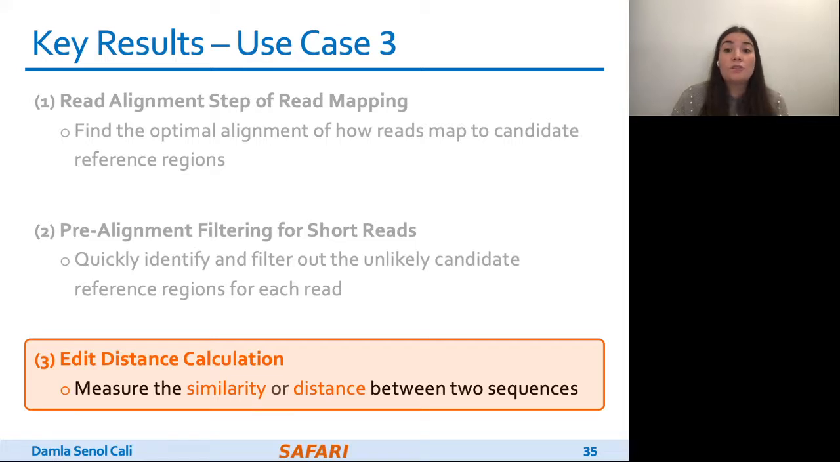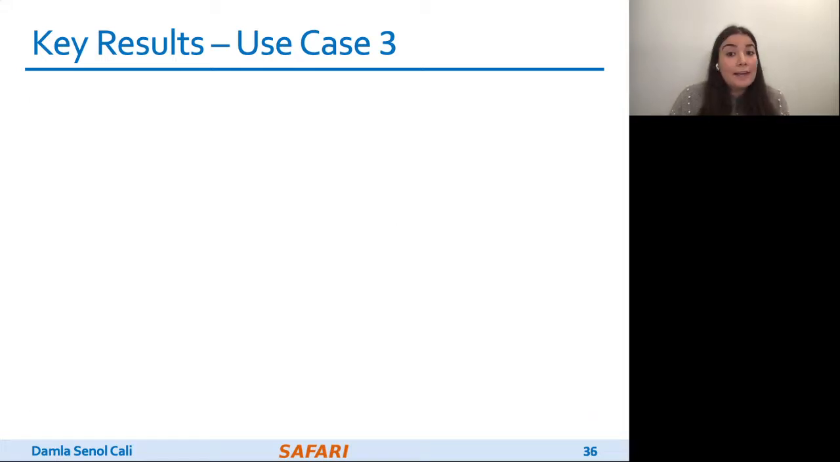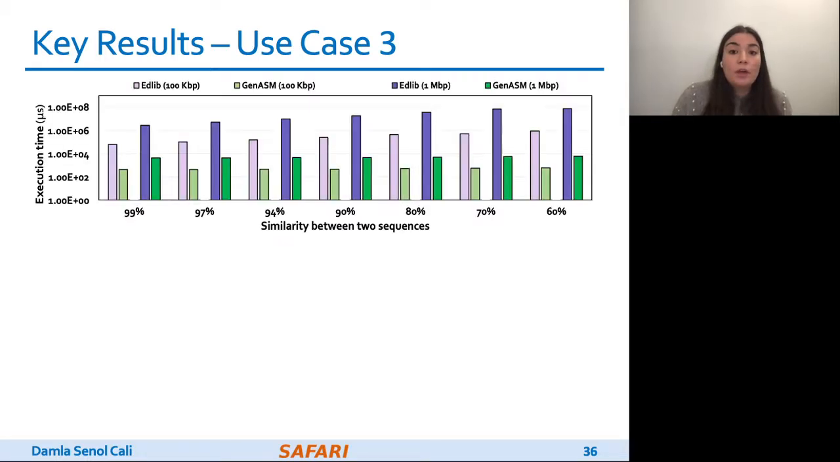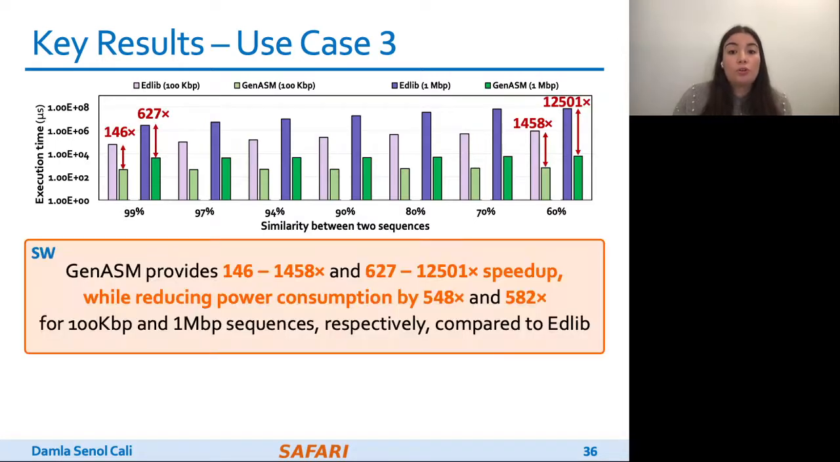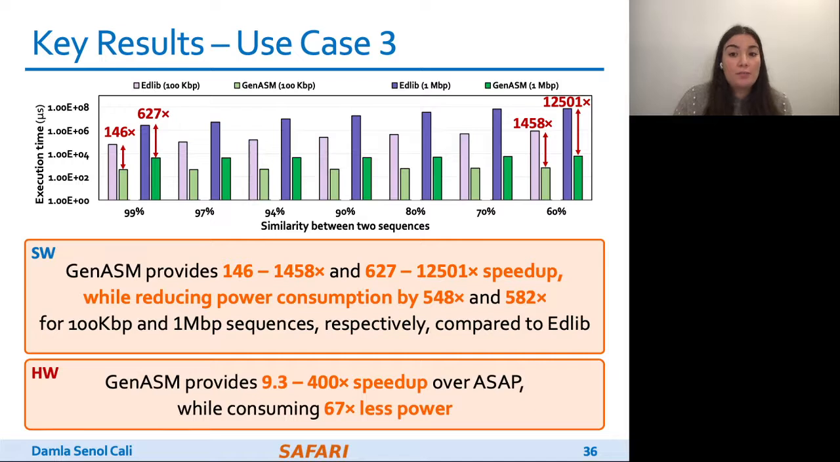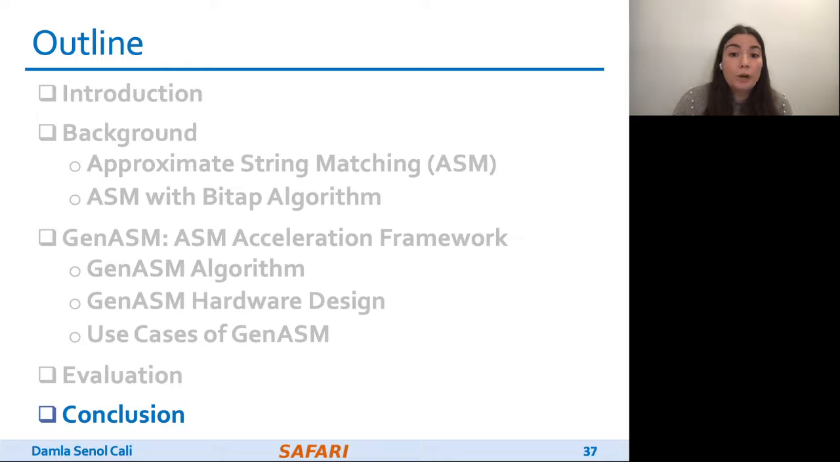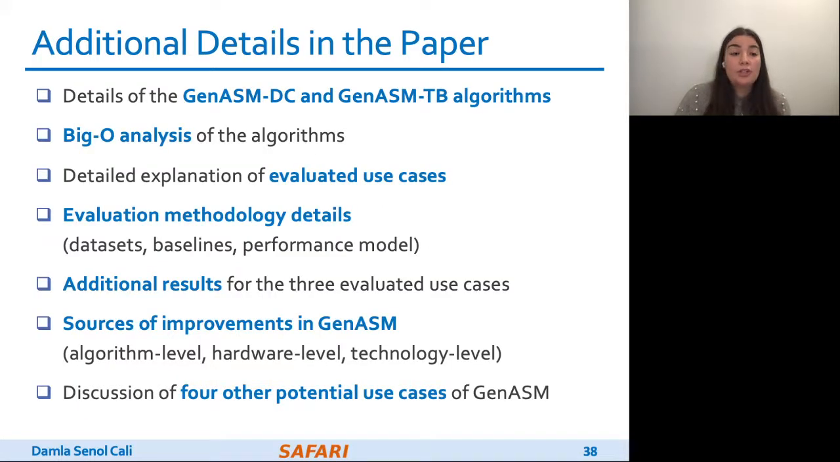And let's look at our results for the third use case. Again, I won't be able to cover these results in detail, but again, here are the key takeaways. Compared to the software baseline Edlib, GenASM provides 2 to 4 orders of magnitude speedup while reducing power consumption by 2 orders of magnitude. And compared to the hardware baseline, ASAP, GenASM provides 9.3 to 400 times speedup while consuming 67 times less power. Before I conclude, here is the list of additional details that you can find in our paper.